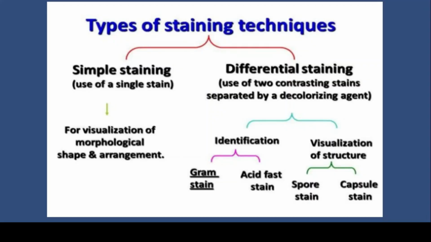Types of staining techniques. There are two methods: simple staining and differential staining. First one, simple staining. We are going to discuss simple staining today. Here only a single stain is used. It is used for visualization of the morphological shape and arrangement of cells or bacteria.